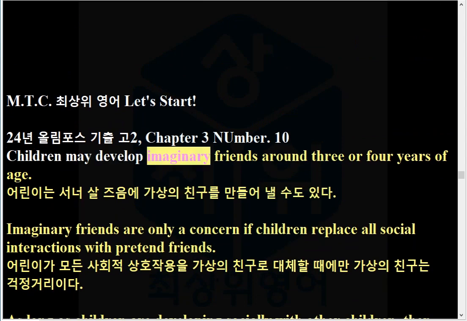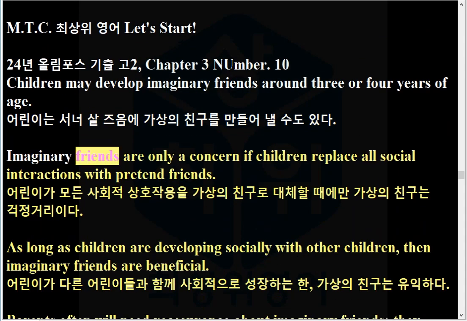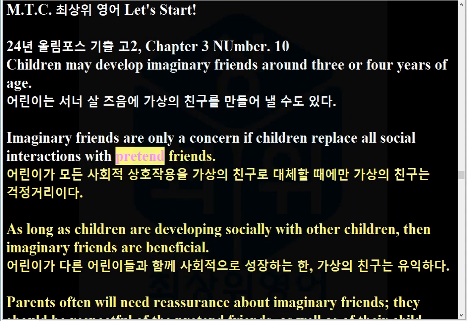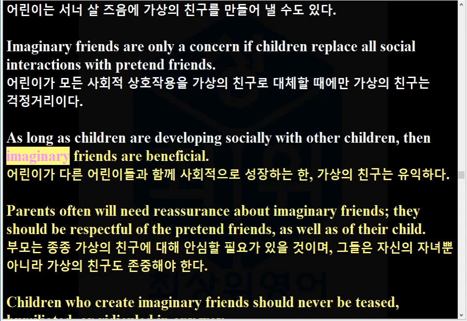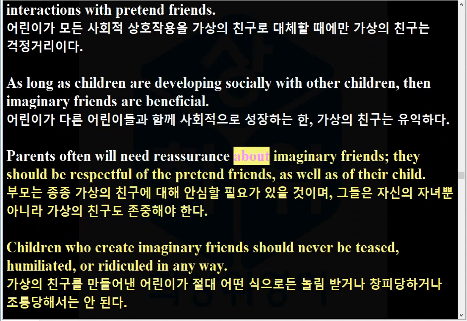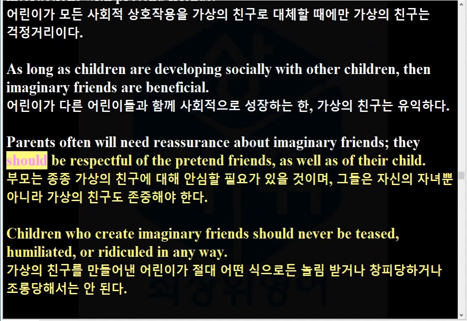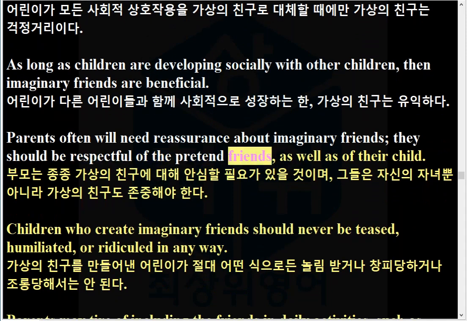Children may develop imaginary friends around 3 or 4 years of age. Imaginary friends are only a concern if children replace all social interactions with pretend friends. As long as children are developing socially with other children, then imaginary friends are beneficial. Parents often will need reassurance about imaginary friends. They should be respectful of the pretend friends, as well as of their child.